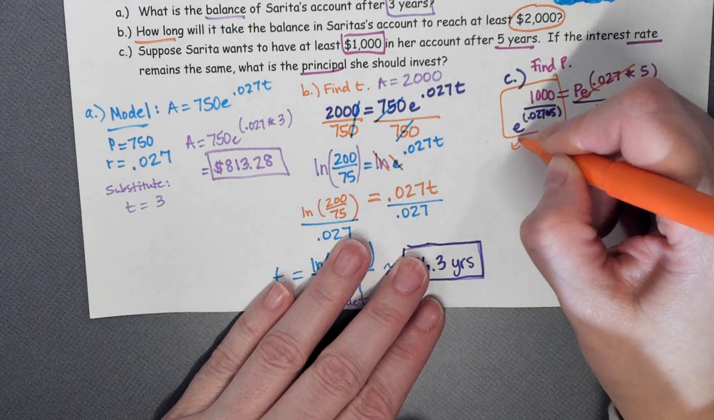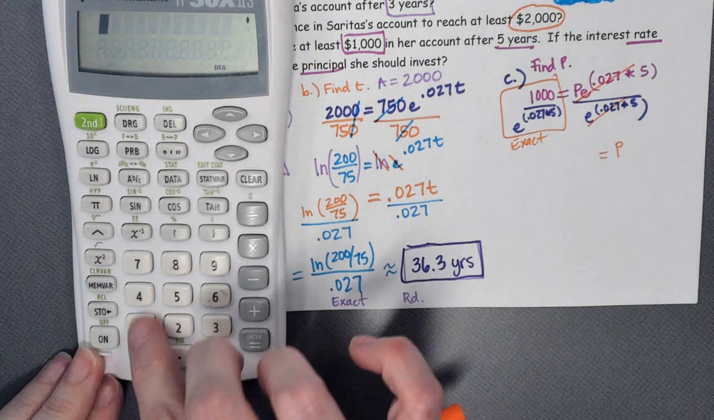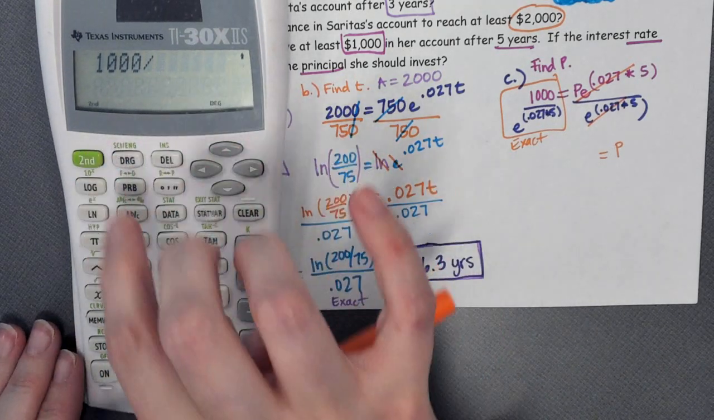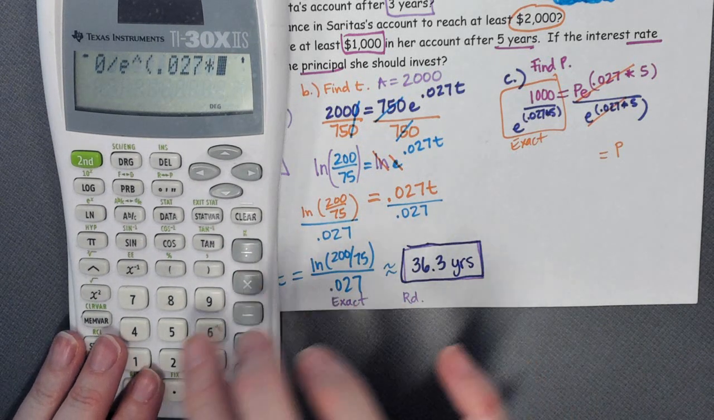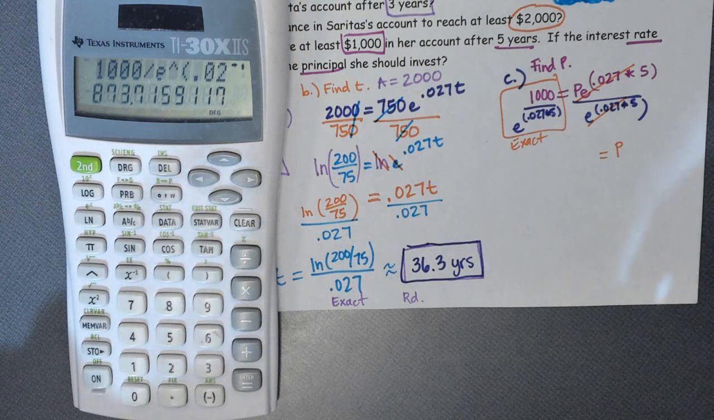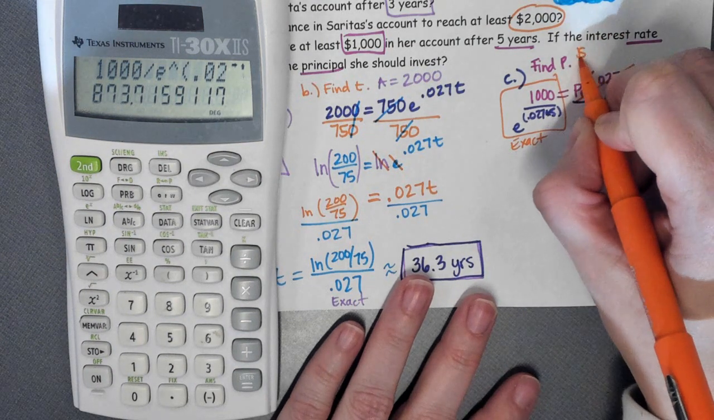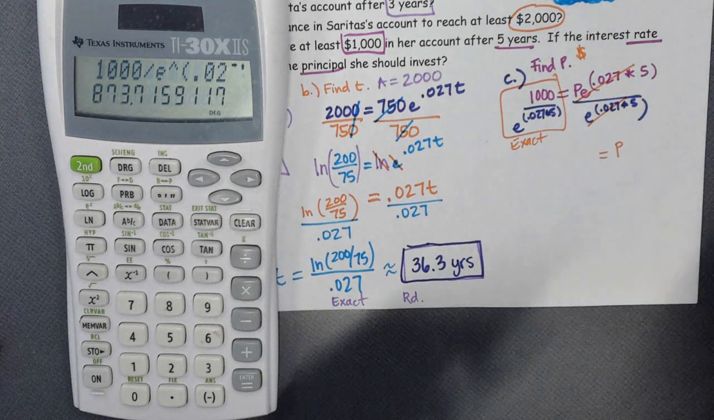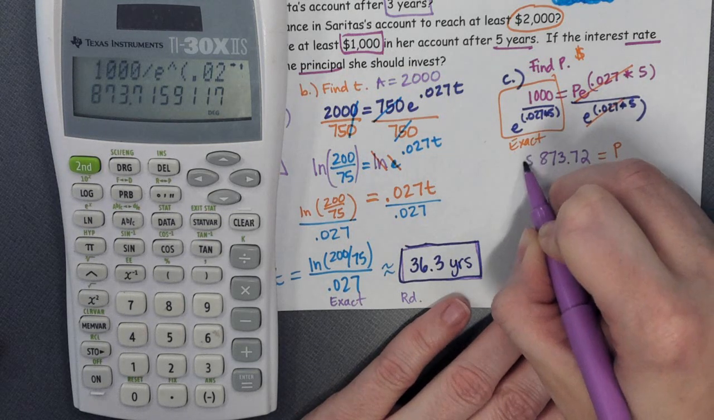So that would be your exact value. And then we'll do 1,000 divided by e to the power of 0.027 times 5. So this is the principal. If you're finding the principal, that's going to be money, so we're going to round to the nearest hundredth. So it'll be $873.72.